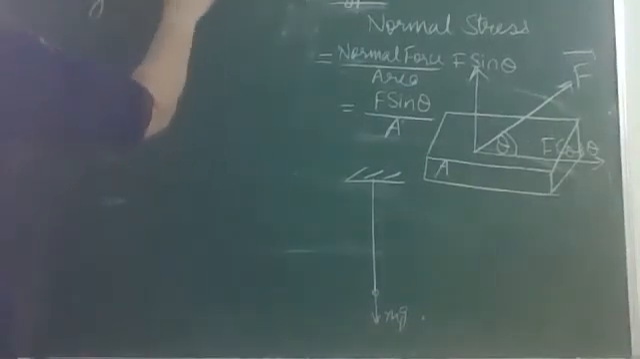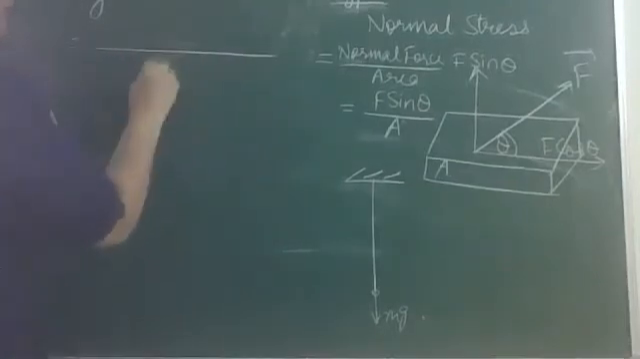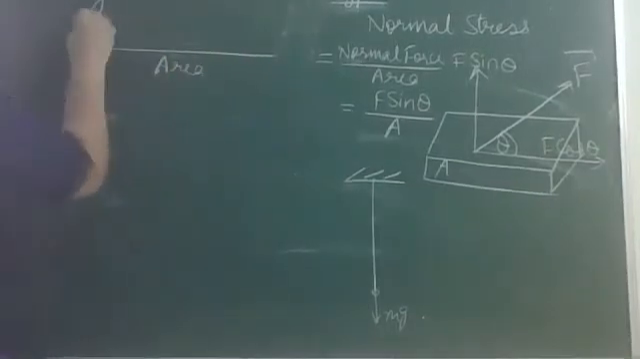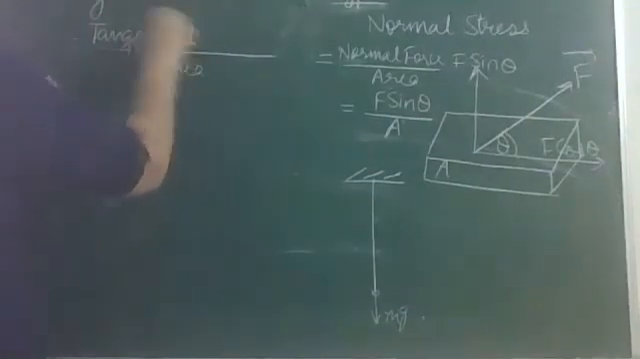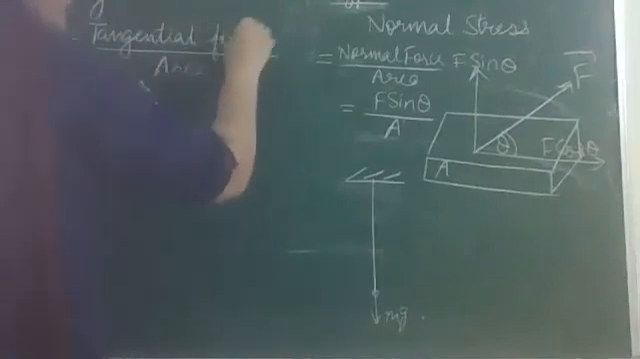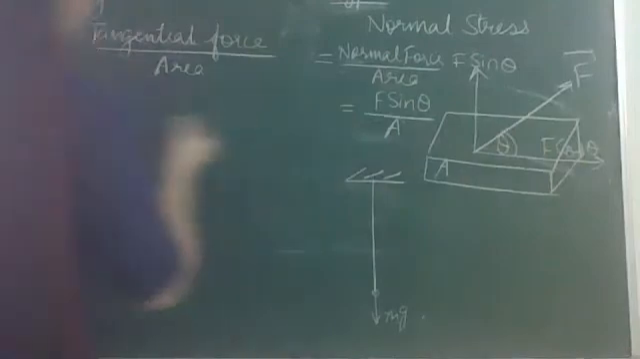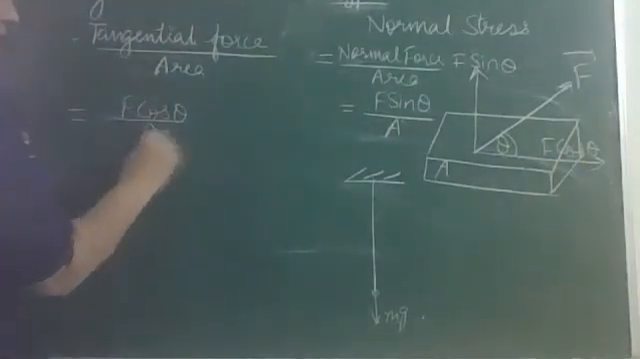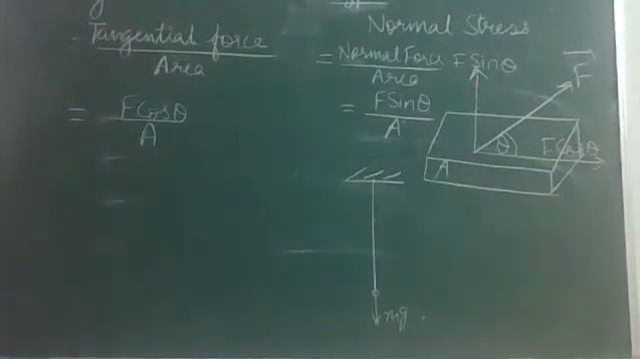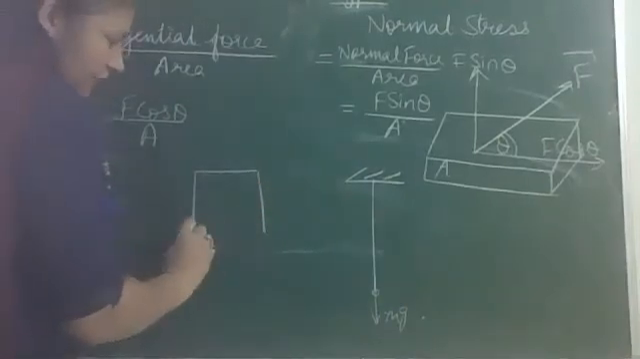So by the name it is clear, it is the ratio of tangential force per unit area. In this particular example, the tangential component of force is F cos theta. So we'll better write F cos theta upon A. Okay, I give you a practical example of tangential force.